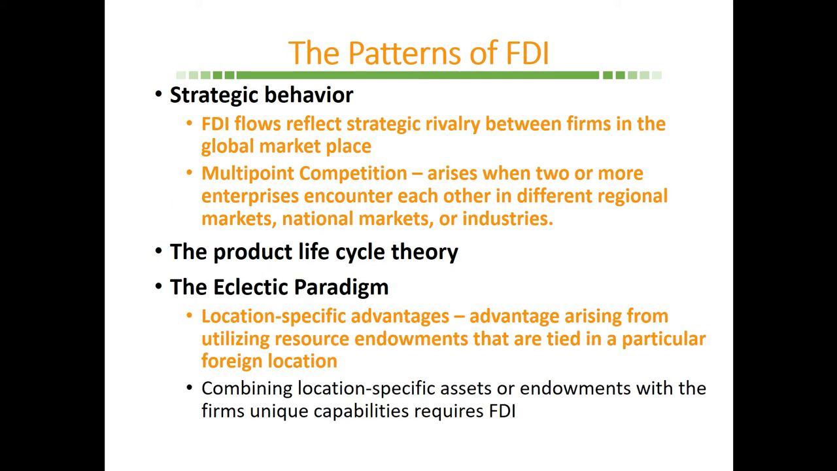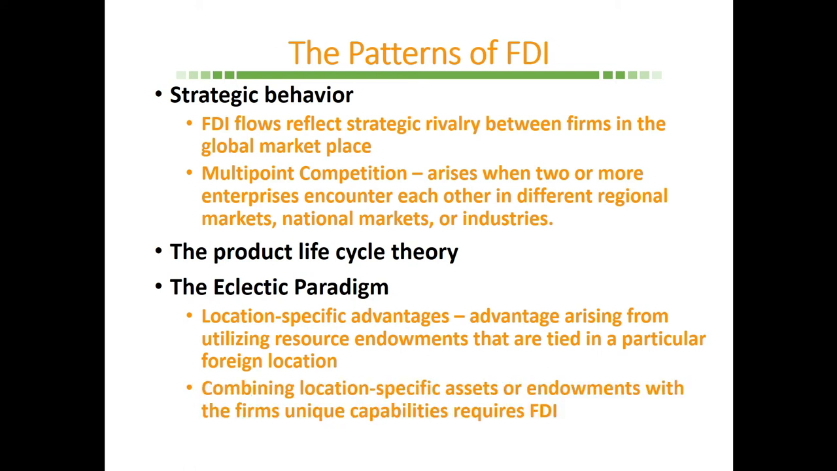Location-specific advantages are advantages arising from utilizing resources or resource endowments that are tied to a particular foreign location. An example is that firms locate their establishments in places where oil is abundant. Why? Because there is definitely low cost. Next, combining location-specific assets or endowments with firms' unique capabilities requires FDI.